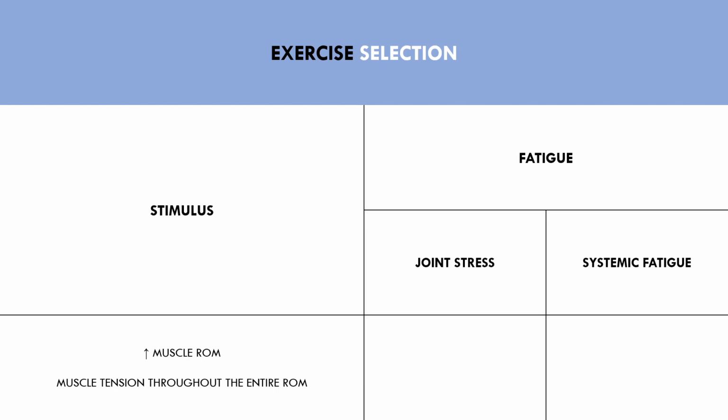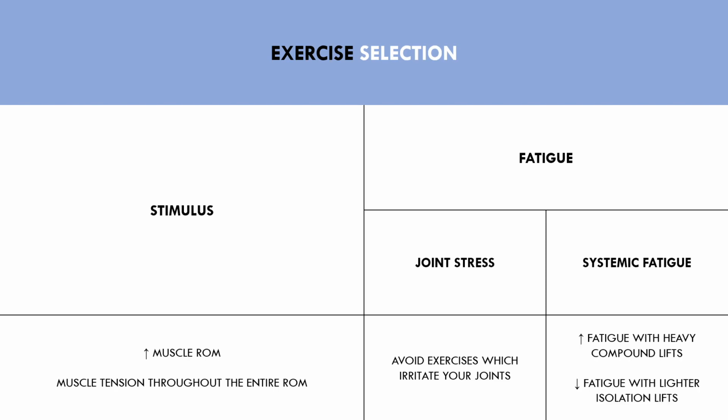On the other hand, some exercises naturally seem to irritate a lifter's joints more than others. This is highly individual to each lifter based on anatomical structure and injury history. Furthermore, some exercises are naturally more systemically fatiguing than others. Generally, compound lifts which allow heavy loads to be lifted and those which involve many accessory and stabilizer muscles are more systemically fatiguing. On the other hand, isolation lifts which have low stability demands and involve less overall musculature are generally less systemically fatiguing.